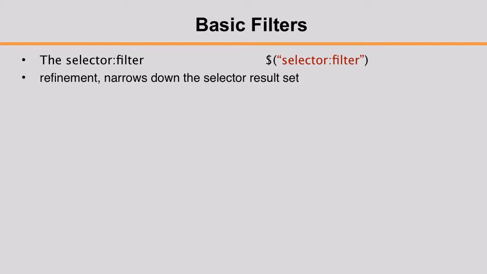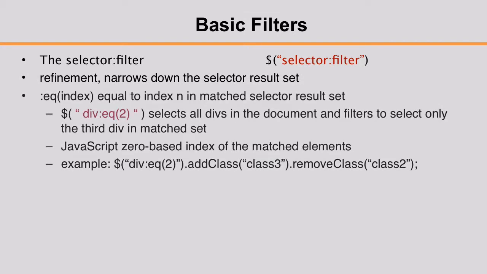Basic filters are used to refine the selector match result set. Note the syntax. The filter is preceded by a colon and usually follows the basic selector. The first basic filter we will look at is the equals filter. It filters for the element in the selector match result set that equals the index passed in.